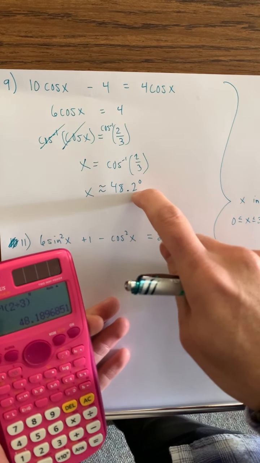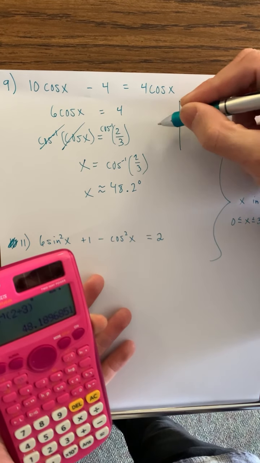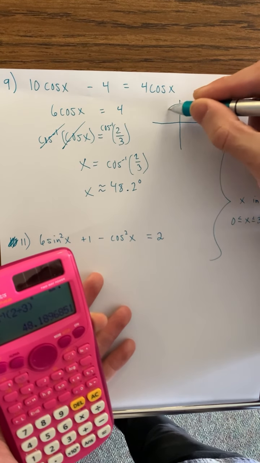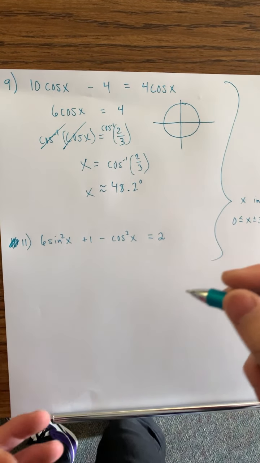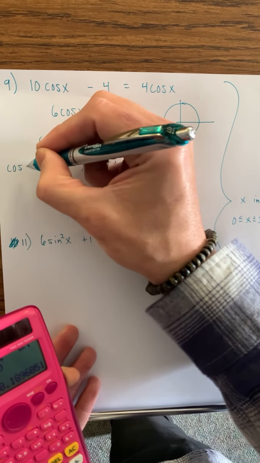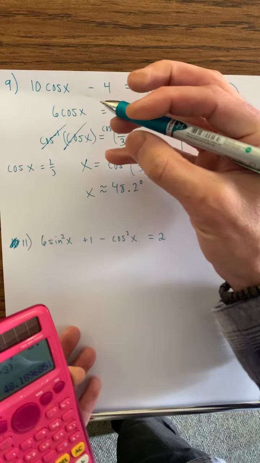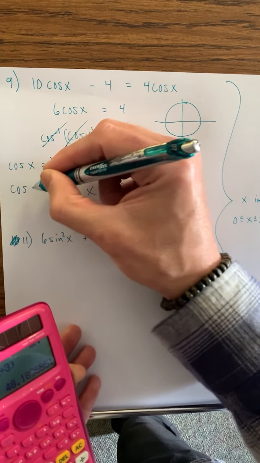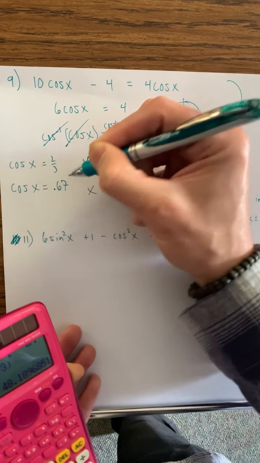And you know what, a problem like this actually has 2 answers. Let me tell you why. Let me draw the unit circle. Now, let me go back to before I took the cosine inverse, the problem said something like this. And let me write this down. 2/3 is the same as 0.67, roughly.